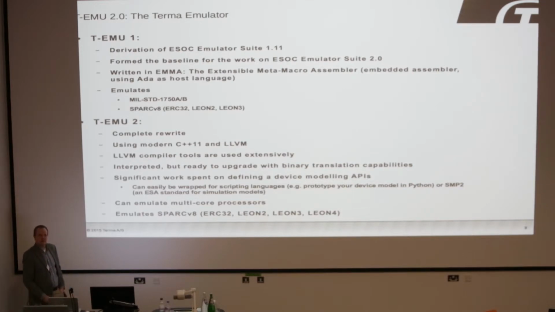It's interpreted, but it's prepared so we can go to binary translation fairly easily. And we spent a lot of effort trying to get some device modeling APIs that are reasonably powerful and easy to use. And we can emulate multi-core processors, which is in the space sector, which is quite conservative. That's what's being looked at the moment. It's multi-core processors, and we'll probably get these within 10 years. And they will clock at an amazing 300 or 400 megahertz and being quad-core.